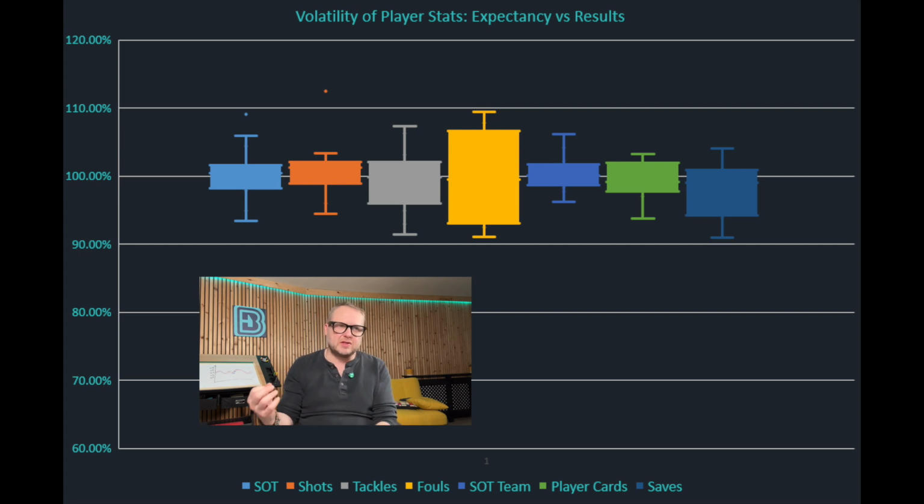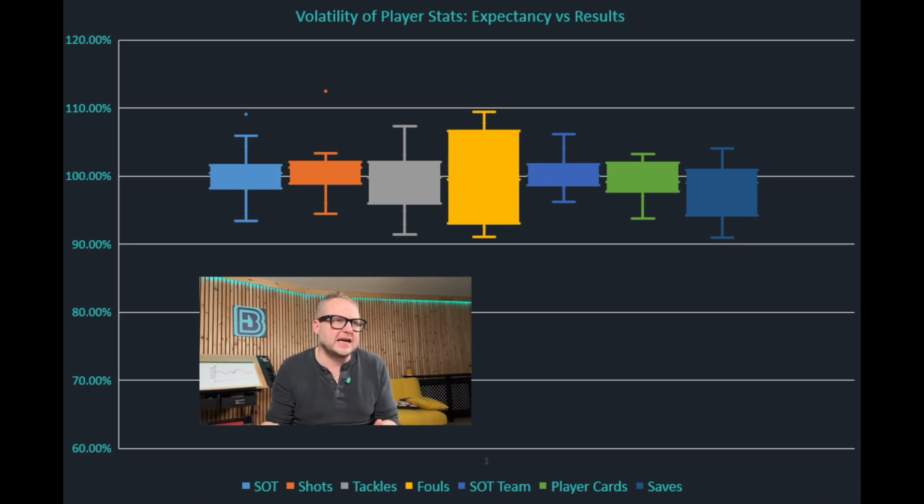Just a little outlier with shots, but the rest of shots really is accurate to quite a good degree, certainly relative to other statistics. Fouls is quite a range. It's the biggest range that we have. Shots on target team and shots for player are probably the more accurate statistics, but all of these ranges are within what we would want when we're building a model like this.